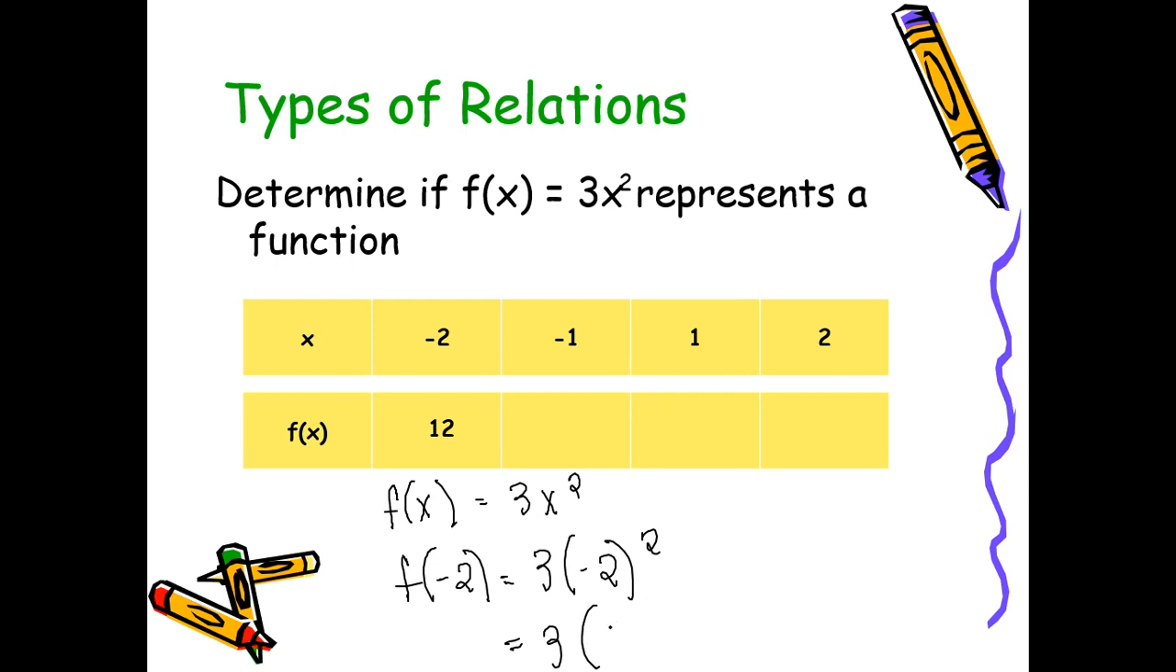So negative 2 times negative 2, that is positive 4. And 3 times 4, and that is 12. So f of negative 2 is equal to 12. So this is the final answer. Kaya po tayo nagkaroon ng 12 dyan. Okay? So malinaw na po ba?